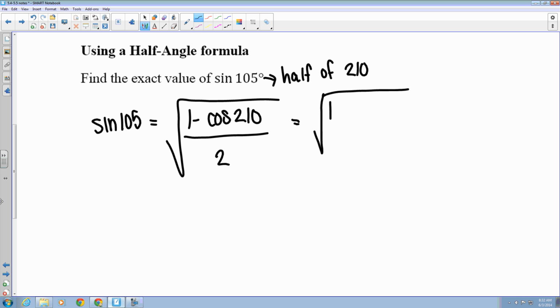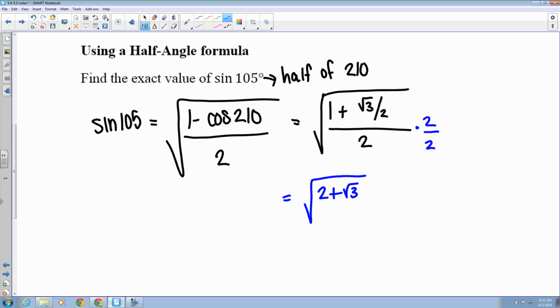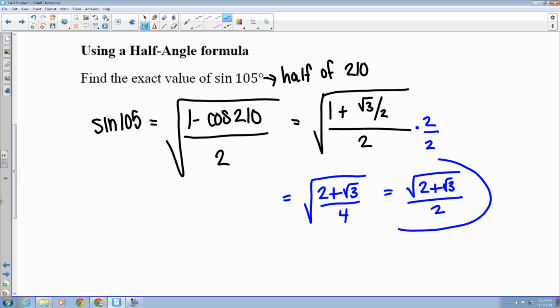Cosine of 210 is negative square root of 3 over 2, so that turns into plus the square root of 3 over 2. And to get rid of my complex fraction, which I have under a radical right now, I'm going to multiply everything by 2, because that will get rid of my complex fraction. So this is 2 plus the square root of 3 over 4, which is 2 plus the square root of 3 over 2.